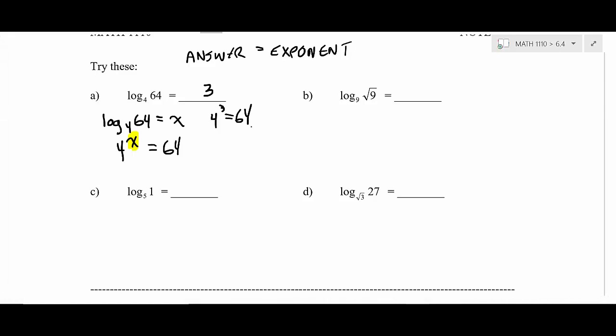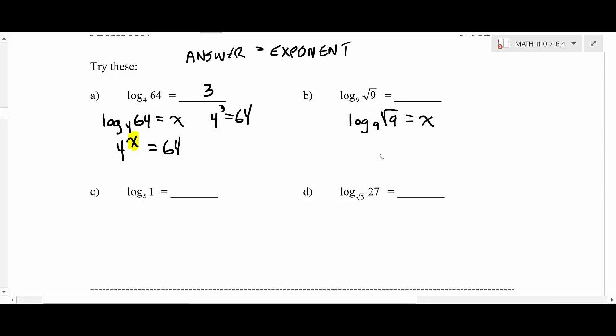This is what power of 9 is square root of 9. This is what power of 5 is 1. So you're looking at an exponent. I recommend that you just do it this way. If you can do some of these simpler ones in your head, then I'm okay with that. So let's just do that. Let's just set that equal to x.